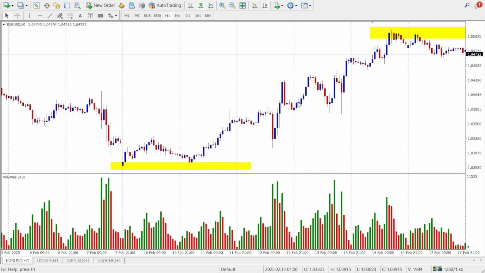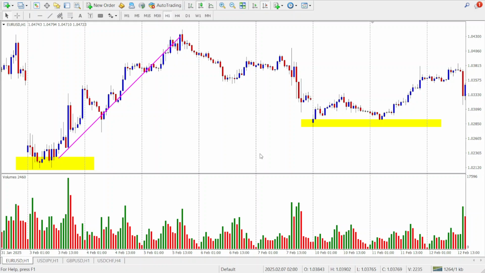Also, do not force zones on the chart. Do not just mark random areas as supply and demand. If there was not a strong breakout, it is not a real zone. And finally, do not ignore confirmation signals.